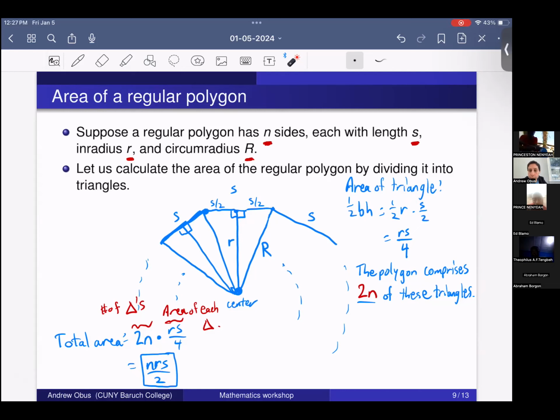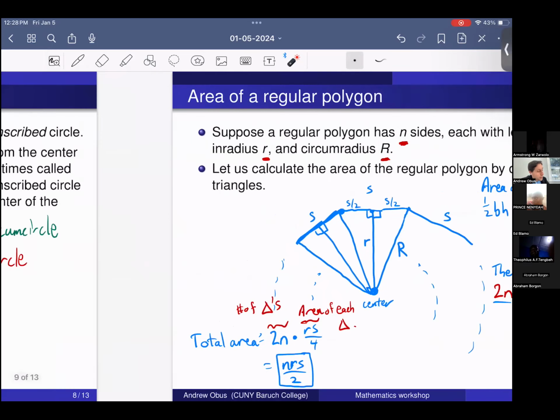Other questions? Yeah, hello? Hello, yes. Theophilus? Yeah, I want to know the difference and the function of this small r and the big R. So in the area formula, the big R doesn't figure in. We don't use it at all. The point is, if you have a circle, we haven't really talked about circles, but circles have a radius, right? You can go from the center to the outside of the circle. That length is the radius. And it doesn't matter what point you go to. They're all the same radius.